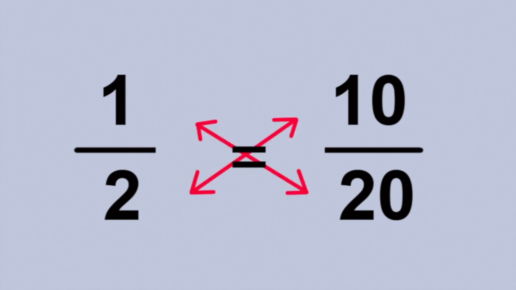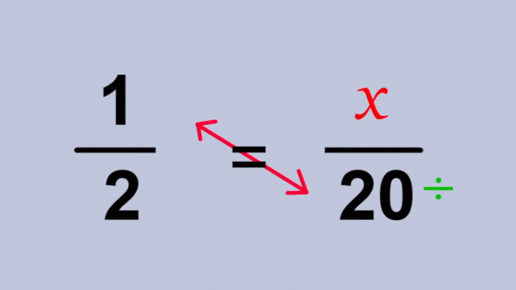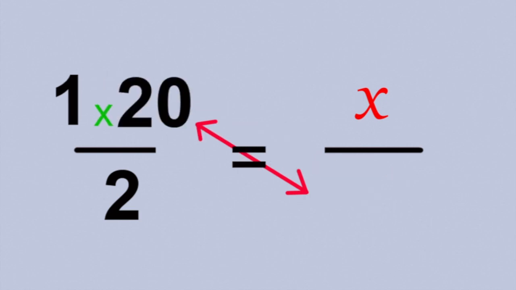So for example, if we had an unknown number over 20 that was equal to a half, we could use cross multiplication to take the 20 in the divide by position, move it over the equals into the multiply by position, so that would be able to give us what the unknown value is.